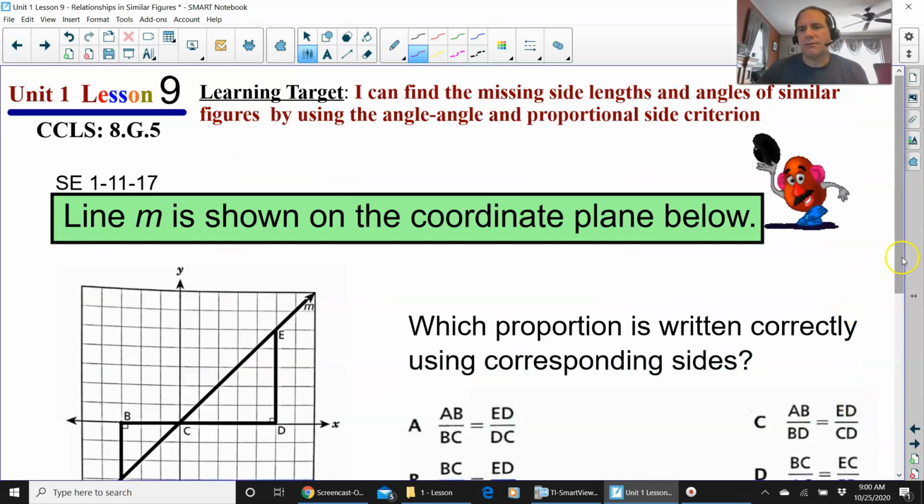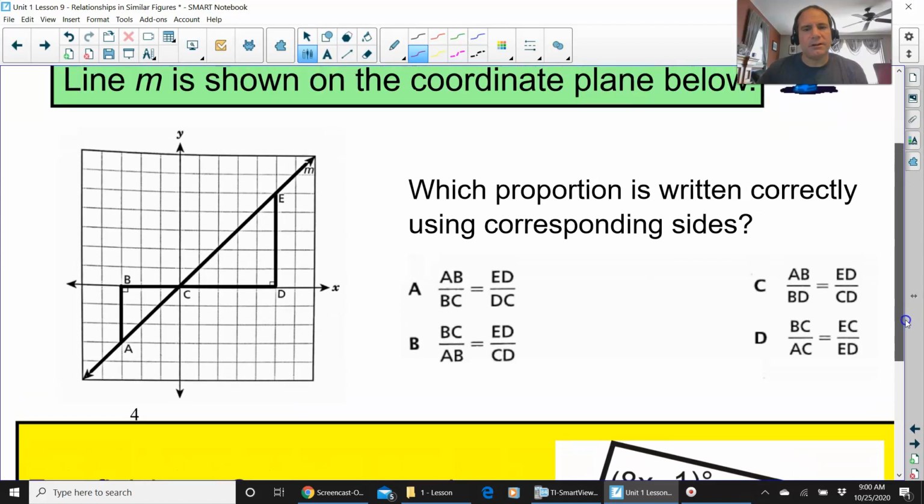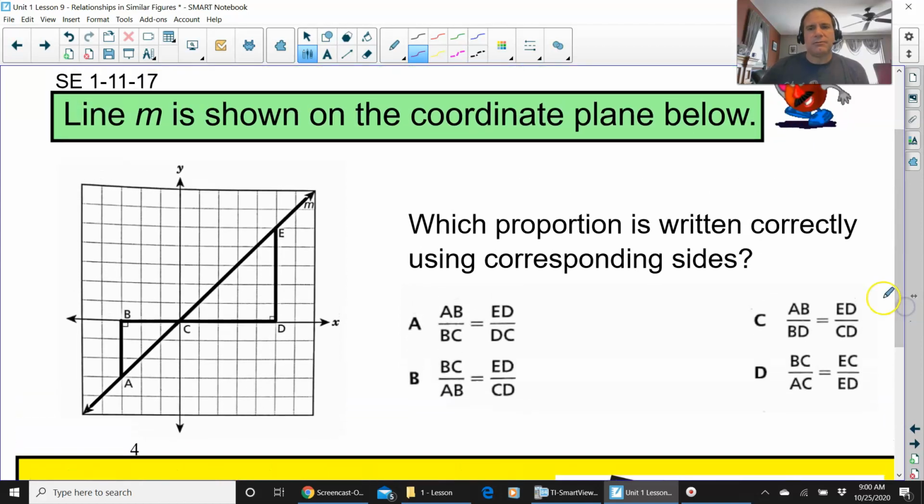All right, here we go. Line M is shown on the coordinate plane below. Which proportion is written correctly? So correctly using the corresponding sides. So go ahead, see if you can highlight the corresponding sides and make sure that you understand that they have to be matched up into a proportion to be a good proportion. Try the problem. Press pause now.